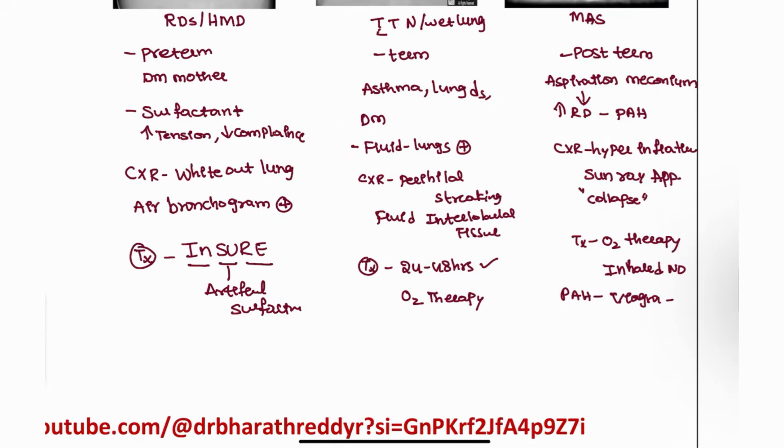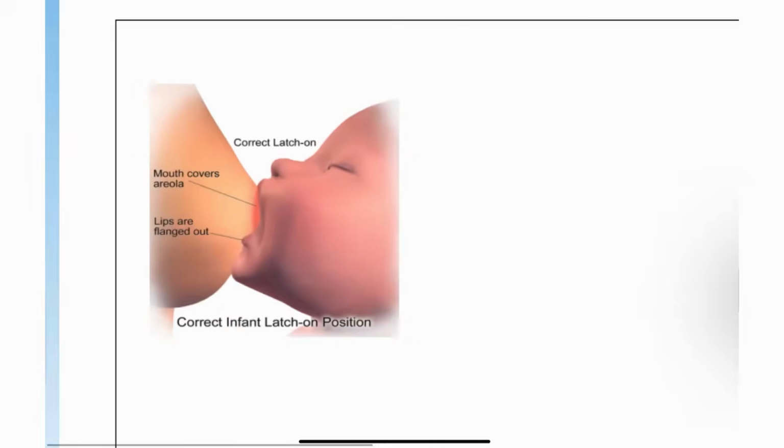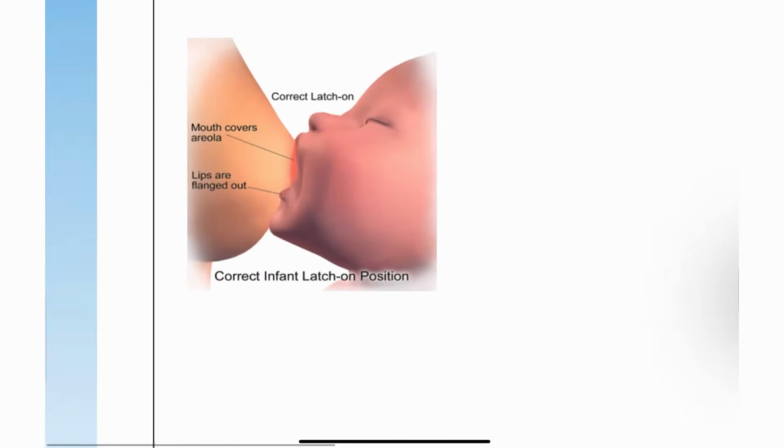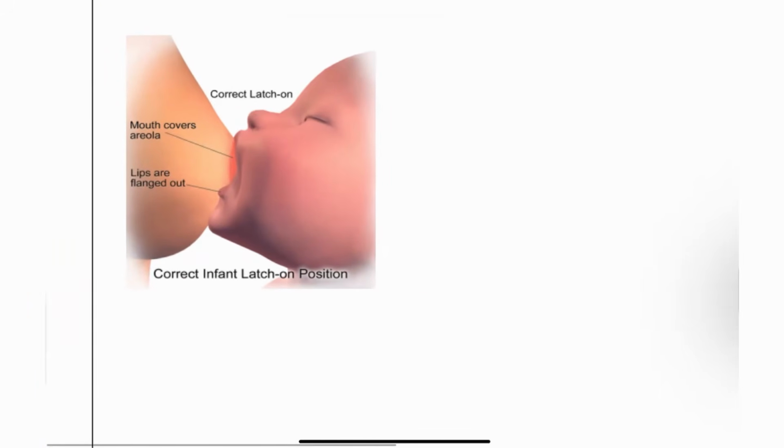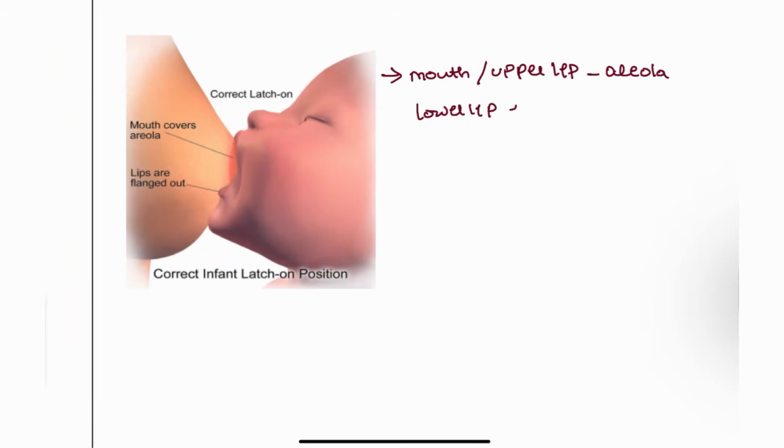Okay. Next, moving on to breastfeeding. So this is the exact and proper position. Okay, how should the proper position be done? First, the baby should cover the mouth. Okay, mouth and upper lip should cover the entire areola. Okay, next, the lower lip should be flanged out. Okay, the lower lip should be flanged out.